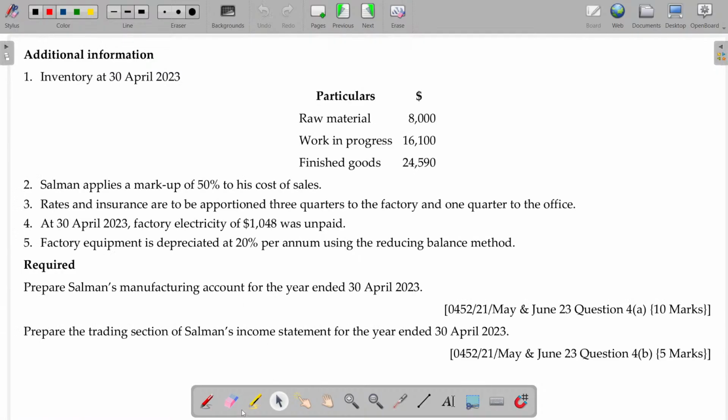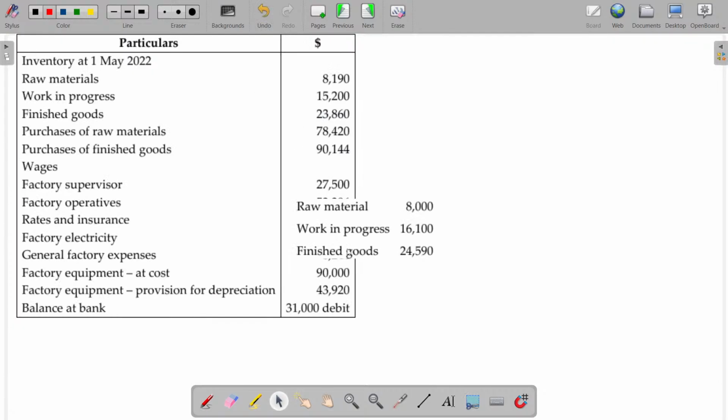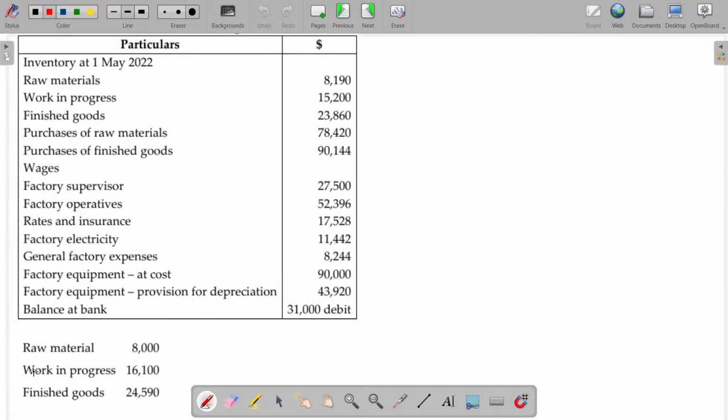Now what are the requirements? Salman's manufacturing account and trading section only. So these are the 2 ledgers going to be prepared, and we have been given the inventory at the year end. Now Salman applies 50% markup to his cost of sales. Okay, markup being 50%.